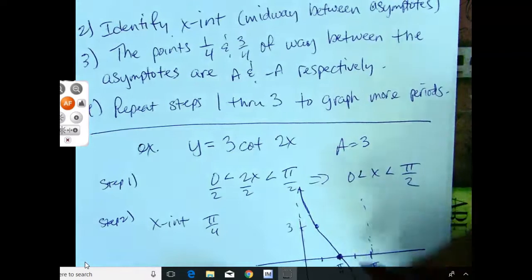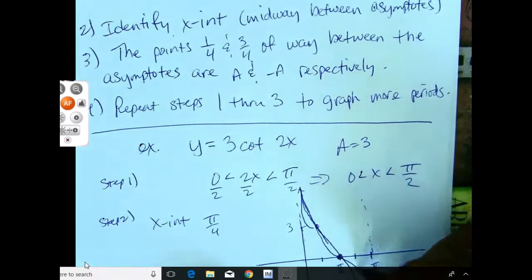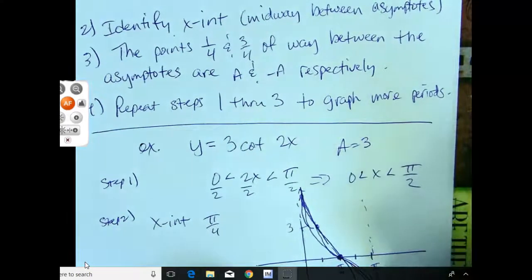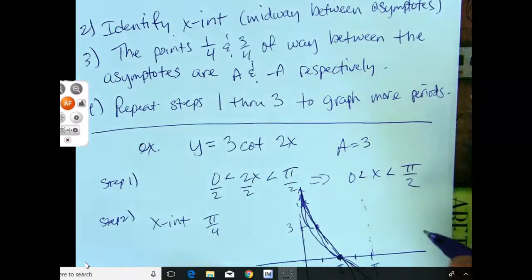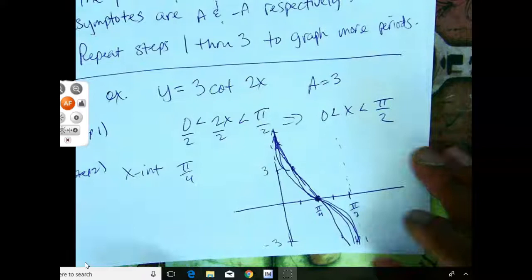Something like that. Oh, that's awful. Still awful. Alright, something like that. Hopefully your graph turns out better than mine.